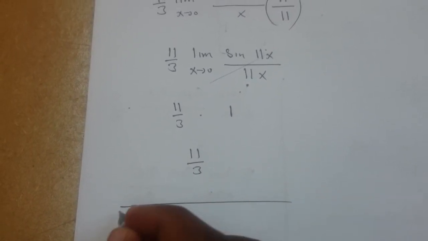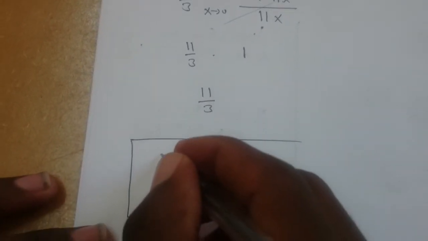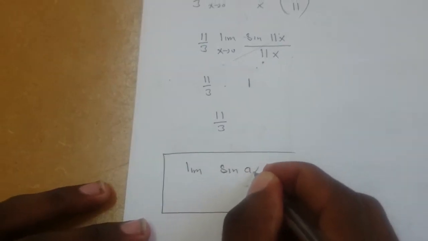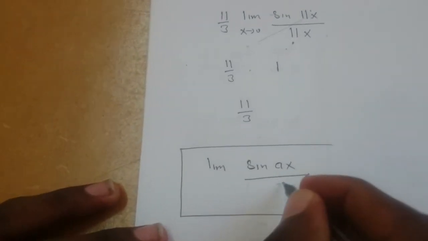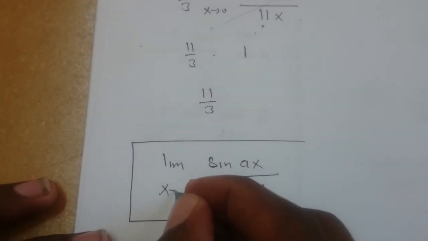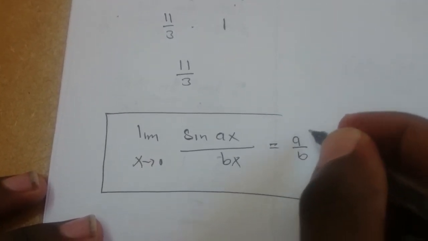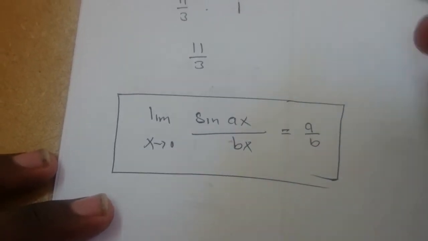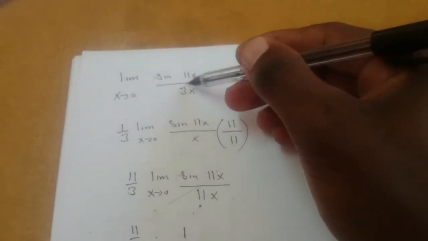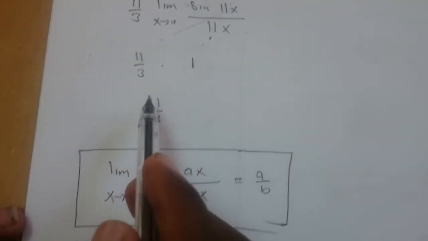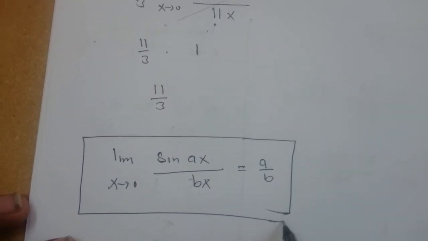Therefore, we have this theorem which says the limit of sine ax over bx as x is approaching 0 is equal to a over b. So you can see our a was 11, our b was 3. Therefore, 11 over 3.